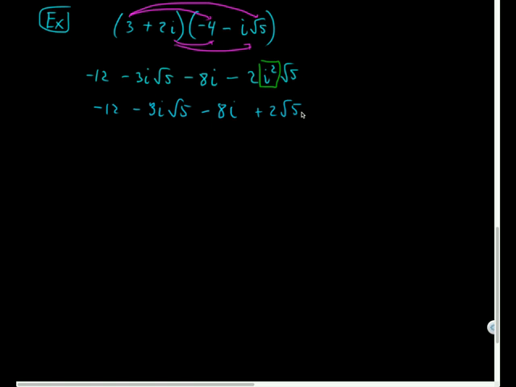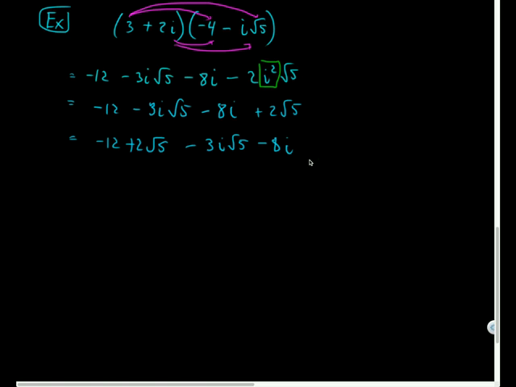So this actually had become a real number right here. And then I could group all my reals and then imaginary parts together. So I'd have negative 12 plus 2 square roots of 5 is the real part. And then the imaginary part would be negative 3i roots of 5 minus 8i.